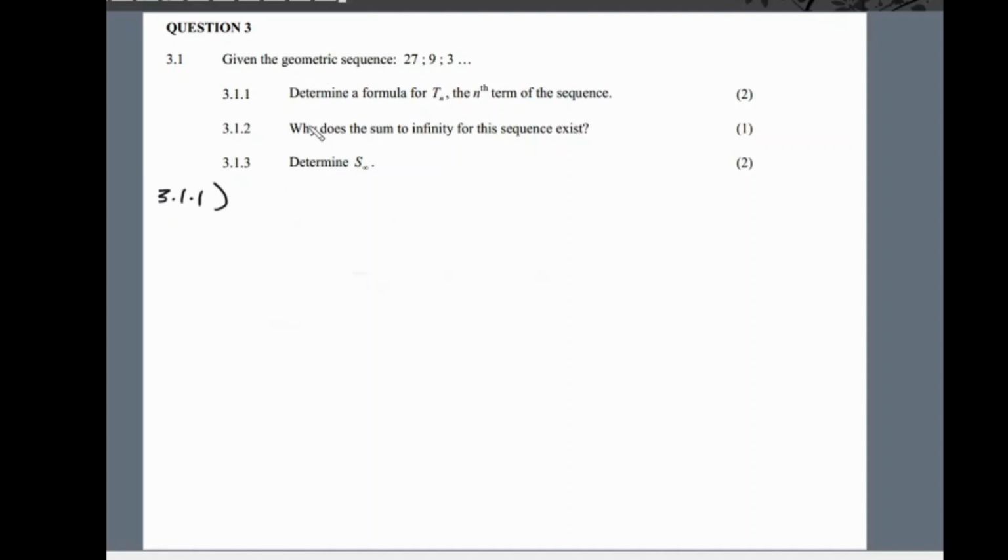They tell us that this is a geometric sequence, right? Therefore we know that the formula for the general term is Tn equals a times r to the power n minus 1, where a is the first term. In our case a is 27 and the common ratio is term 2 over term 1, which is 9 over 27, and 9 over 27 is 1 over 3, right?